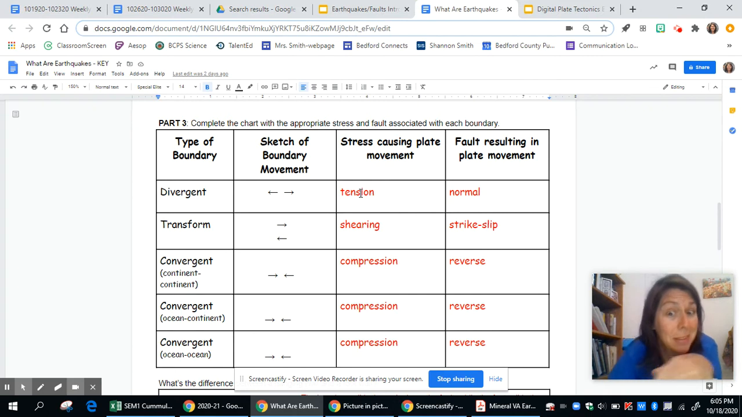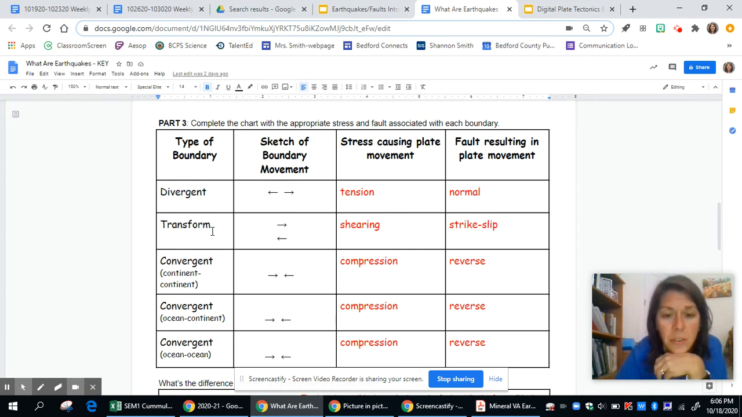You see where I'm going with this? That tension is normal. That's unfortunately, again, part of your life right now. So that pulling, that tension is normal in your life, just like the stress, the tension of boundaries getting pulled apart creates a normal fault.